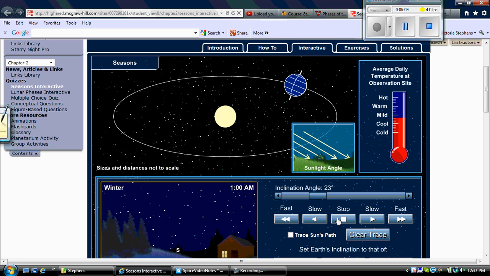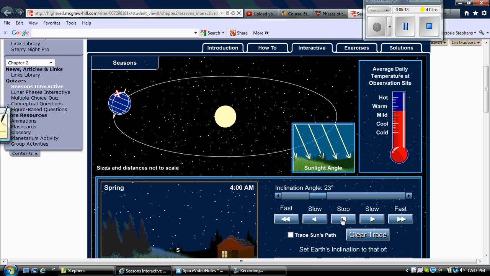So now we're going around. Look and notice the sunlight angle is changing. Okay, we're going to pause it there. So now we're tilted, the northern hemisphere is tilted toward the sun. So we're receiving more direct sunlight. If you can look right there, notice our temperature goes up. So that's why in the northern hemisphere, when we're tilted toward the sun, we are in summer.